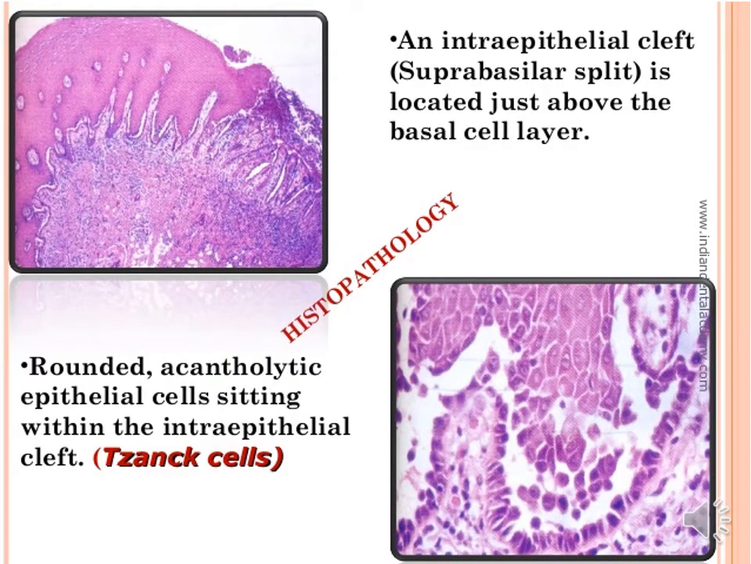This is the histopathology of pemphigus vegetans. There is an interepithelial cleft, a suprabasilar split located just above the basal layer, and rounded acantholytic epithelial cells sitting within the cleft, called Tzanck cells. We can see these cells between the basal cells of the epithelium and the epithelial layer of the skin and the mucous membrane.